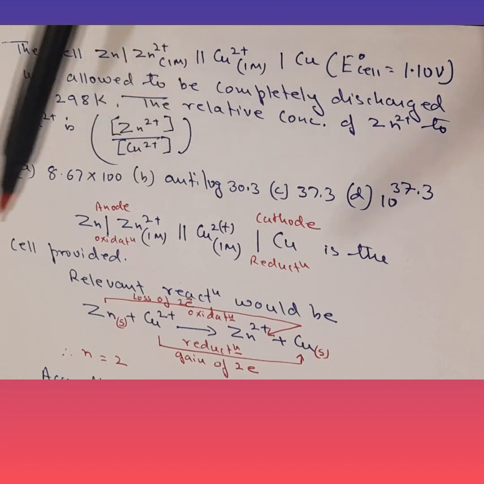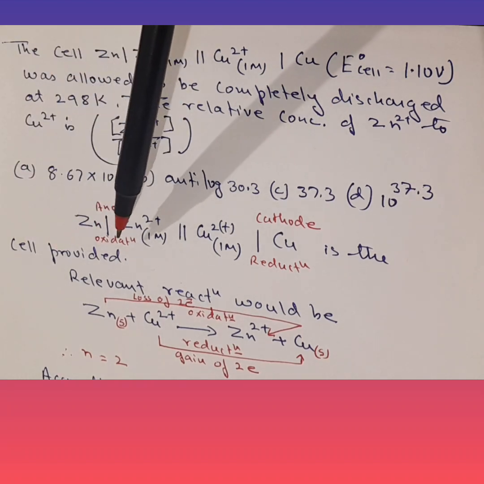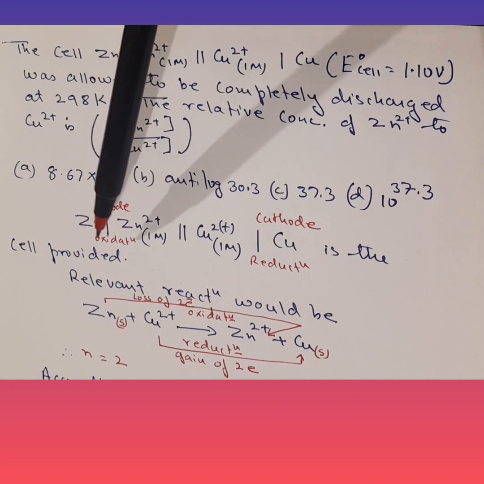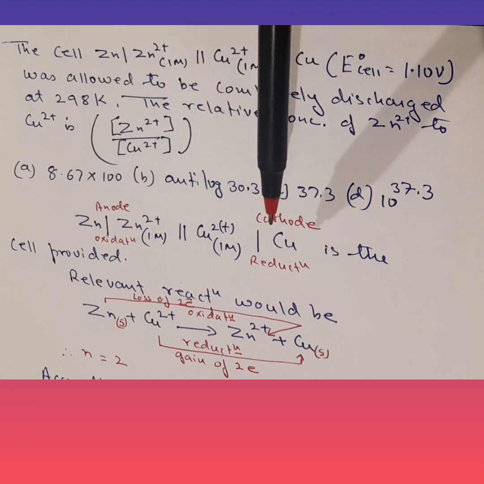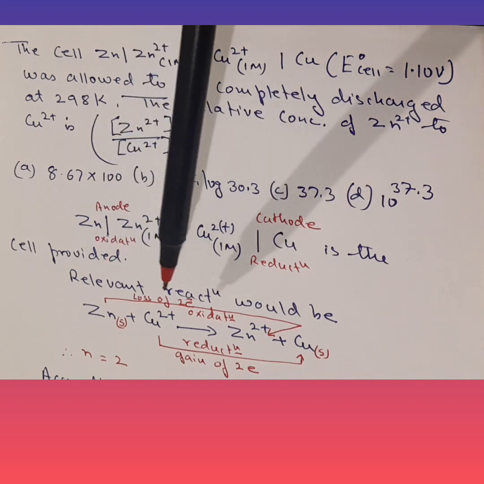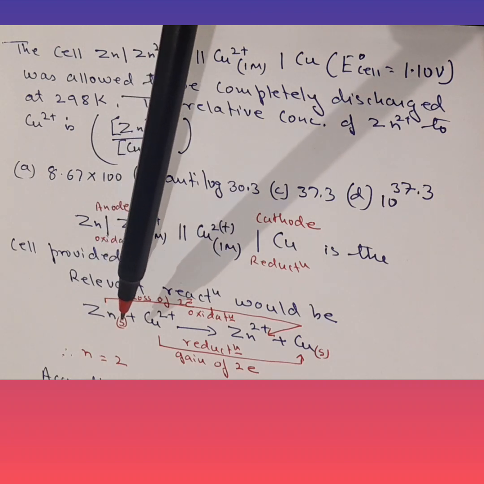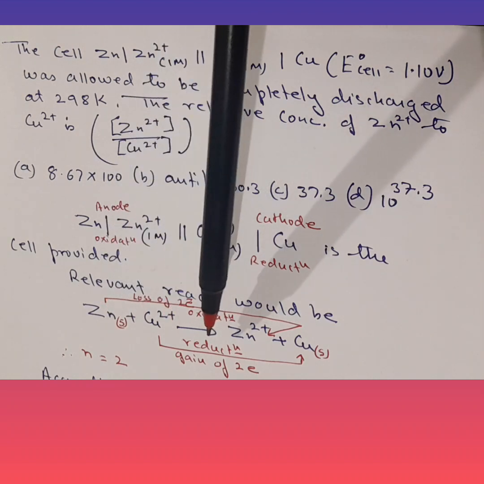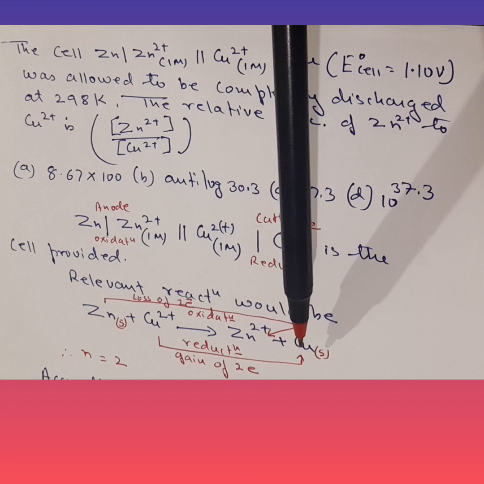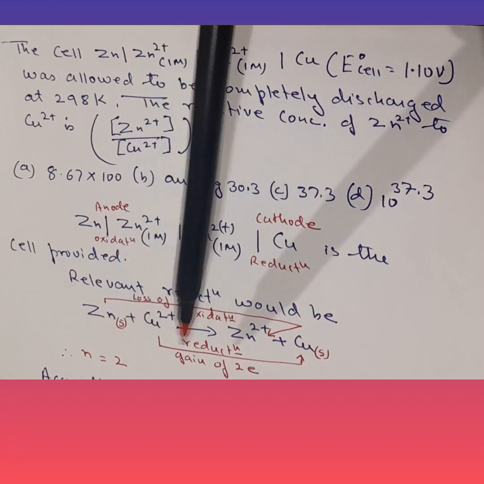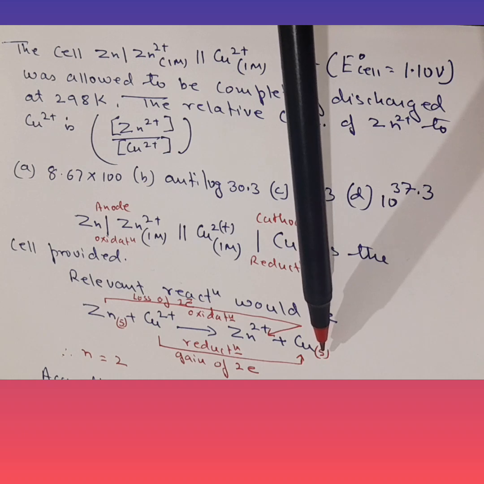To begin with, this is the cell provided. We know this is the anode where oxidation occurs. This is the cathode where reduction occurs. The relevant reaction would be zinc plus Cu2+ giving Zn2+ and Cu. Zinc solid, copper solid. Alright.